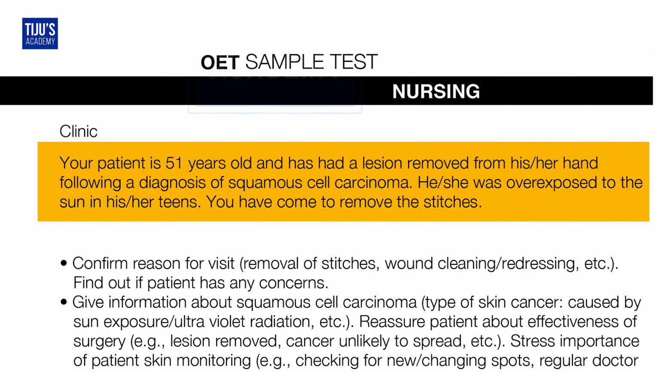So for today's roleplay, what topic had we chosen? Our setting is a clinic and our patient is a 51-year-old female. She had a lesion removed from her hand, which is a squamous cell carcinoma, and she was overly exposed to sunlight during her teens. She has now come to the clinic for stitch removal. Exactly. So for today's roleplay, we have chosen a squamous cell carcinoma scenario.